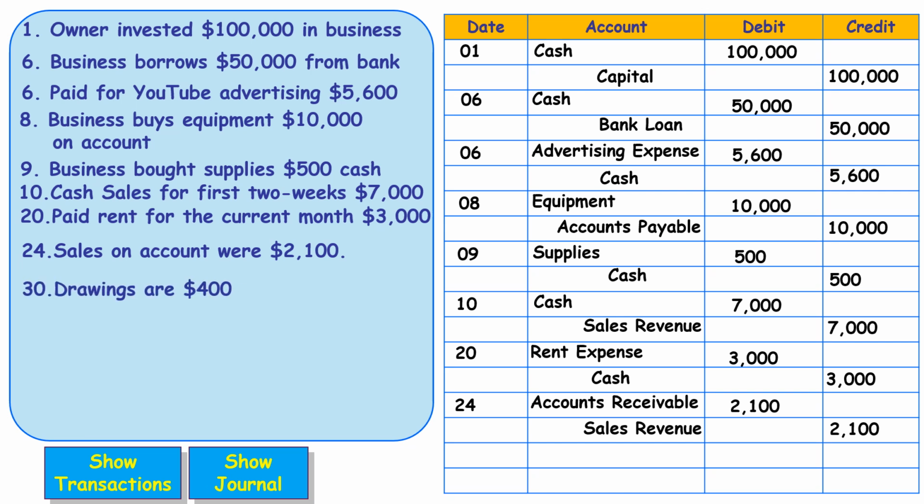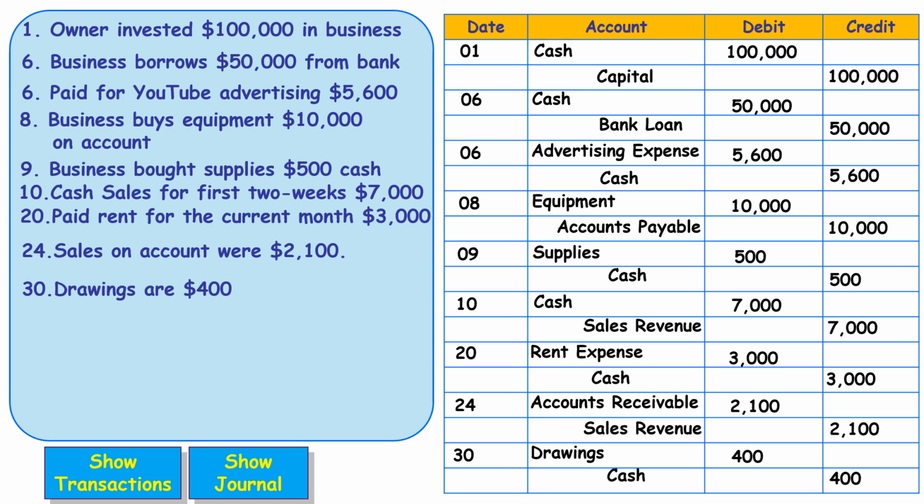And let's look at the final one. Drawings are $400. Now, drawings are what the owner takes for personal use. And let's put the date first. So the line item for the debit is going to be drawings. Since the owner took cash, cash decreased, we are going to credit cash.